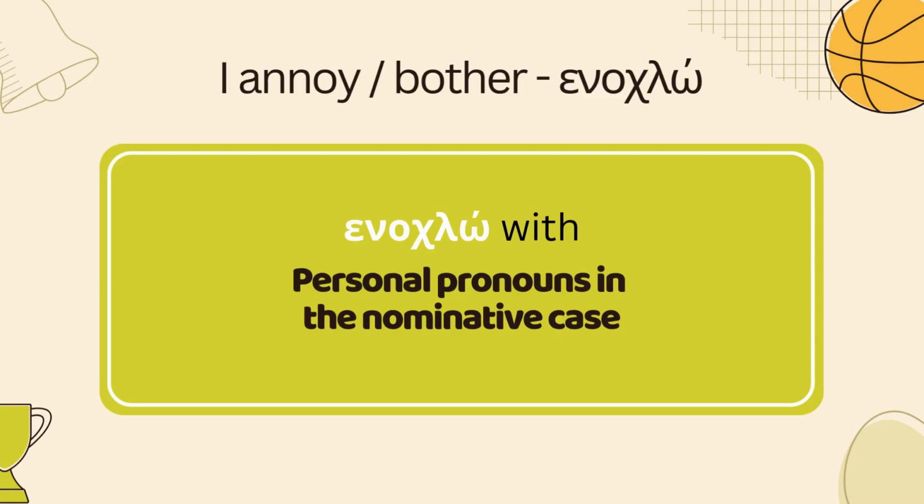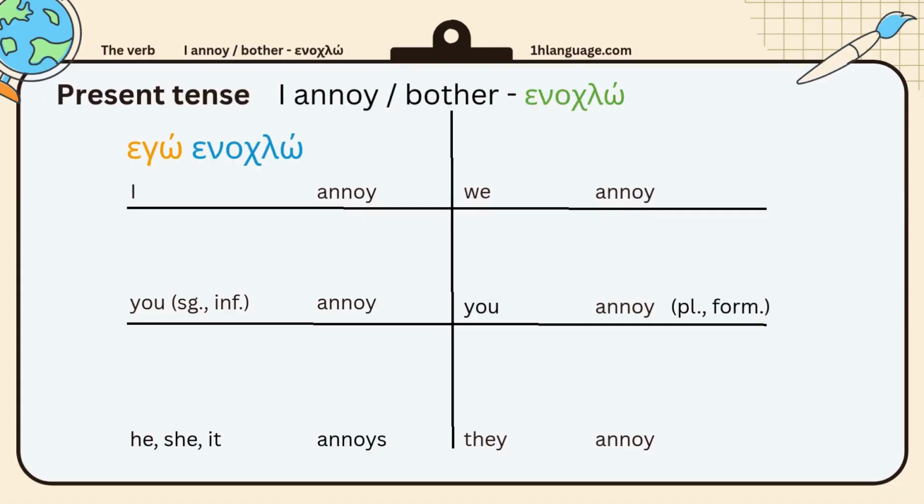Ενοχλώ with personal pronouns. I annoy. Εγώ ενοχλώ. You annoy, singular. Εσύ ενοχλείς.